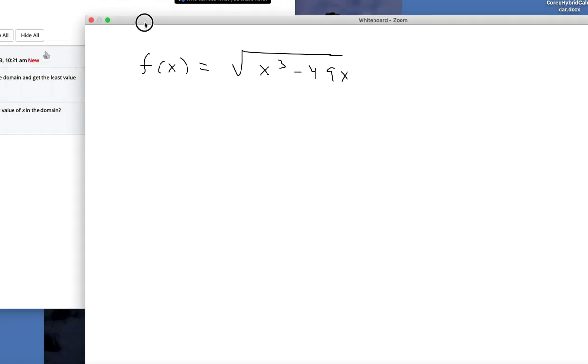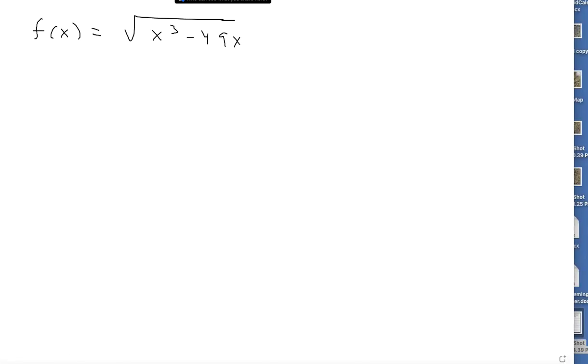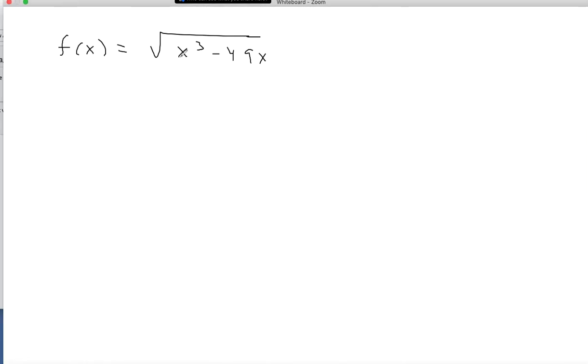Okay, so this one is asking us to find the domain of the function and then what is the least value of x in the domain, which I think they're just being lazy with their programming. They asked in kind of a silly way and just ask you what's the lowest value of the domain. So let me show you the domain and then how to identify the lowest value.